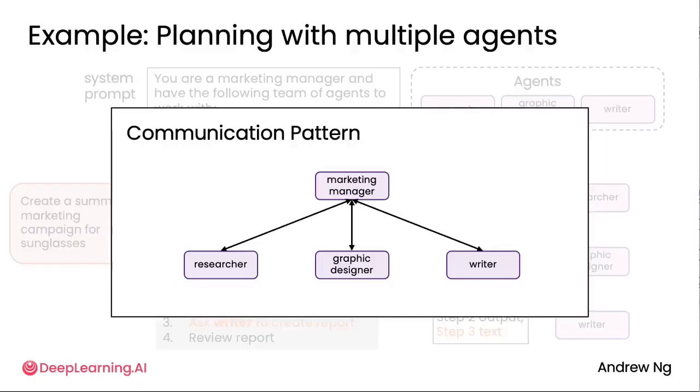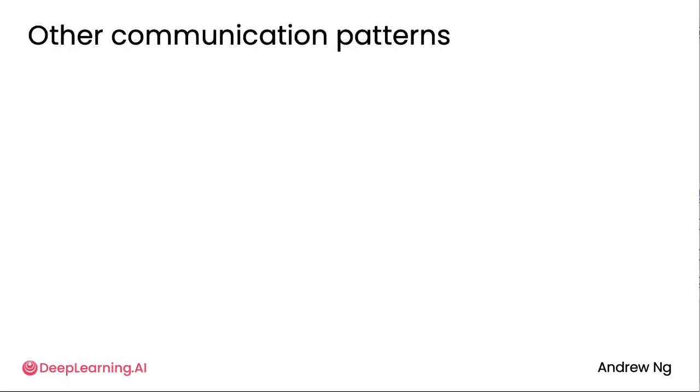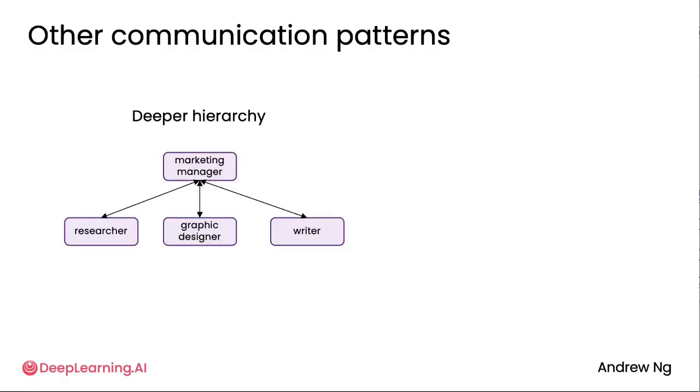We have one manager coordinating the work of a number of other agents. And just to share with you some more advanced and less frequently used, but nonetheless sometimes used in practice, communication patterns, one would be a deeper hierarchy, where, same as before, you have a marketing manager sending tasks to a researcher, graphic designer, and writer, but maybe the researcher has themselves two other agents that they call on, such as a web researcher and a fact checker.